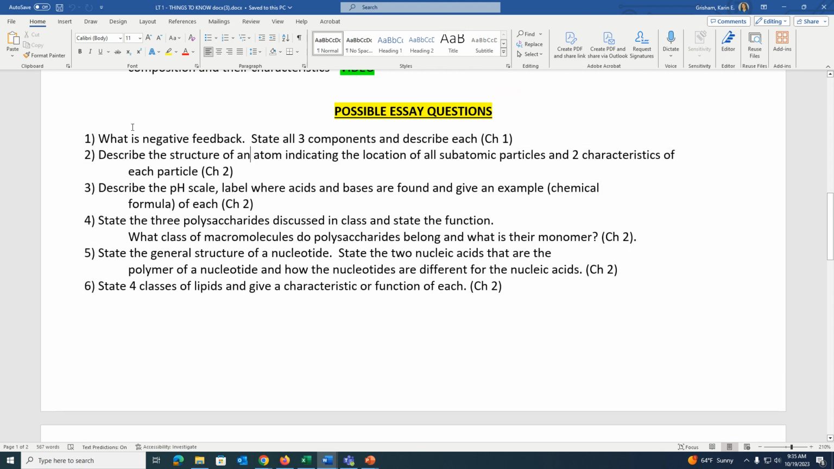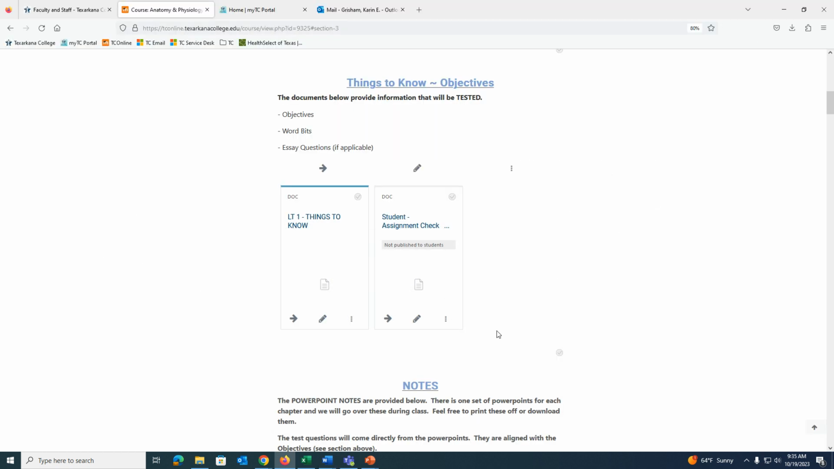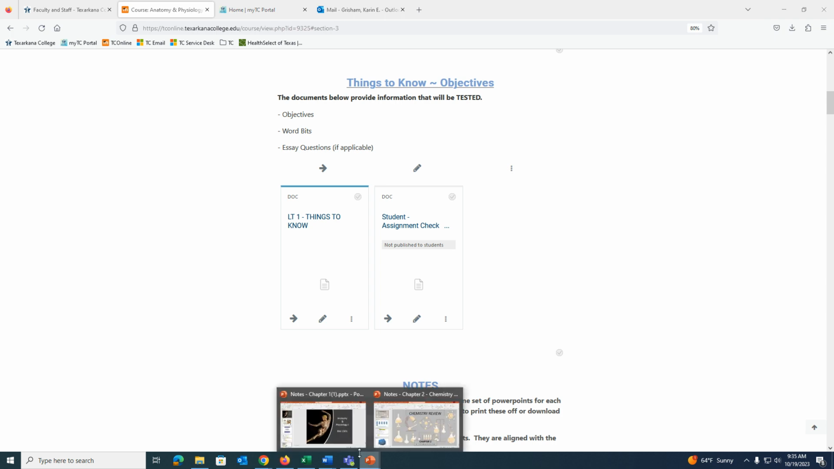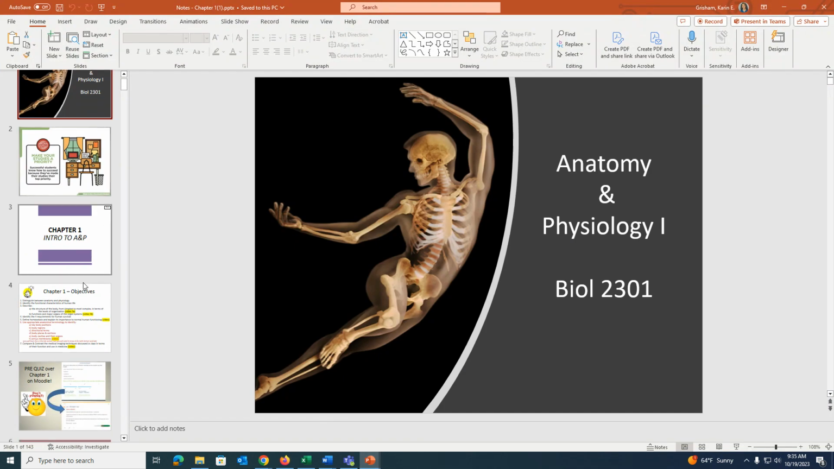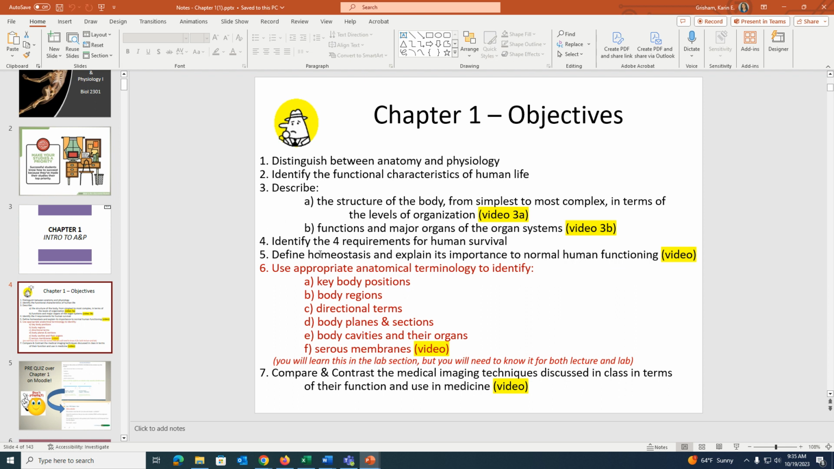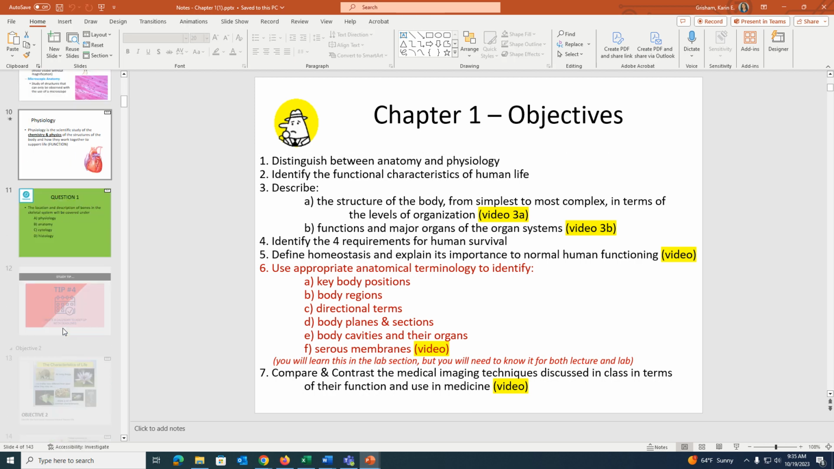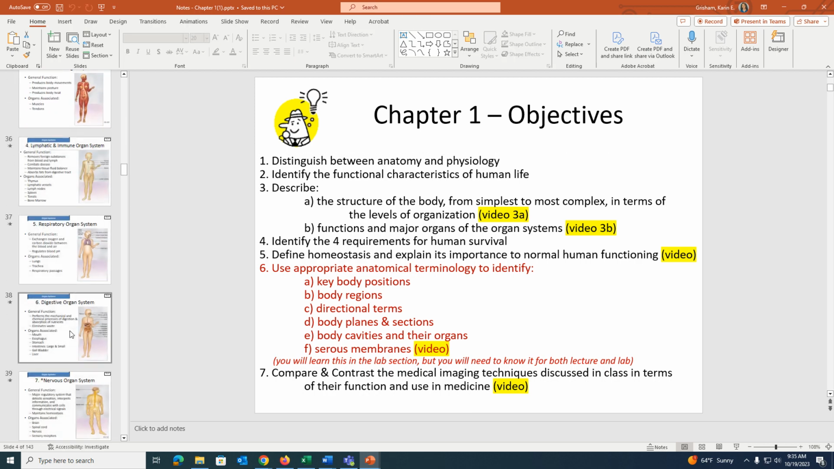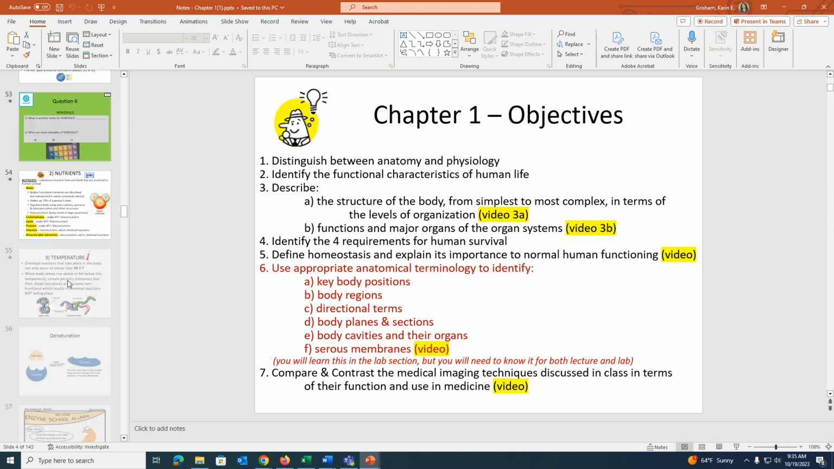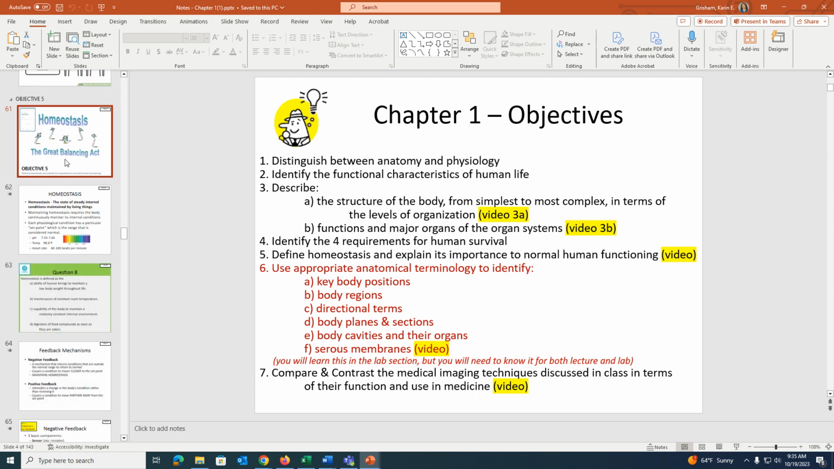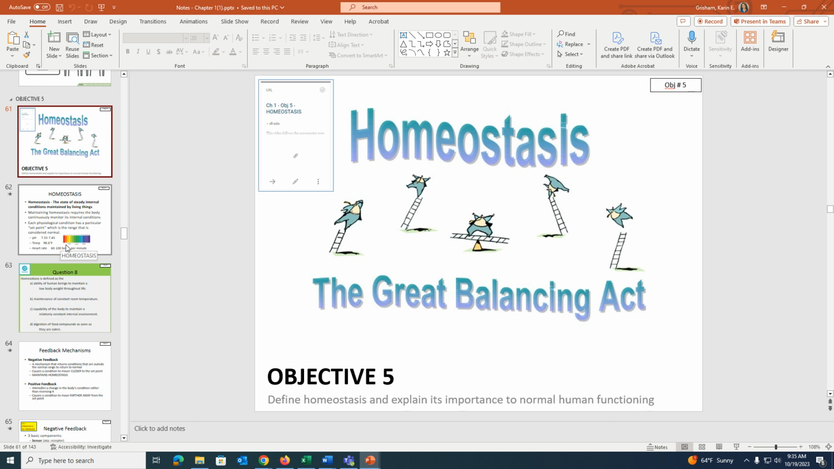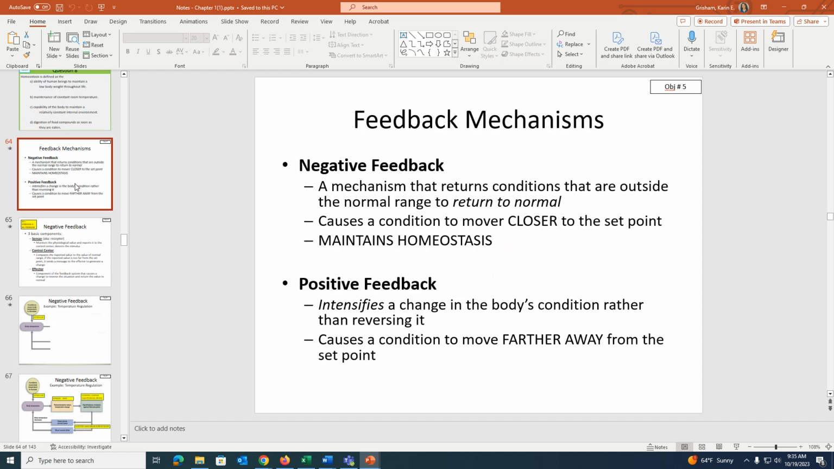So the first one we're going to take a look at is, what is negative feedback? State all three components and describe each. So in order to answer that question, I'm going to go to the PowerPoint over chapter 1 and go to negative feedback. Negative feedback looks like it is going to be sitting in objective 5. That was when we talked about homeostasis. So I'm going to come down here to objective 5. I'll tell you about what page number or what area I'm in. This is the beginning of objective 5. And negative feedback, I'm sitting about slide 64-ish or so.